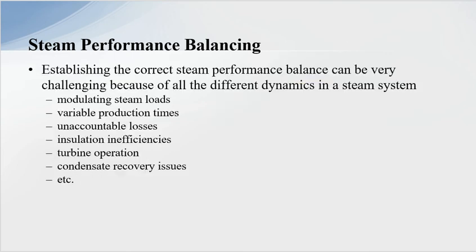Establishing a correct steam performance balance can be very challenging because of all the different dynamics in the system. So the diagram gives us an understanding of the modulating steam loads, the variable production times, unaccountable losses, insulation and inefficiencies, turbine operation. All these dynamics can be put into the steam performance balance diagram.